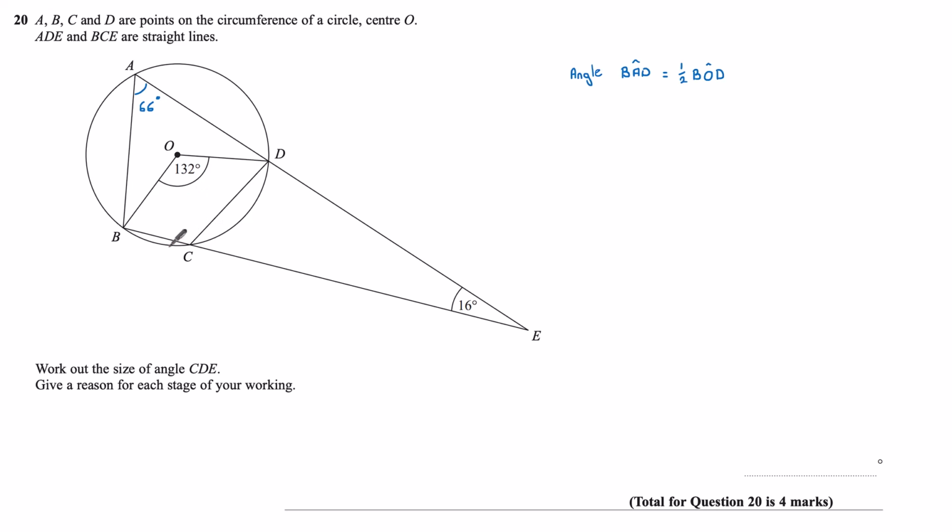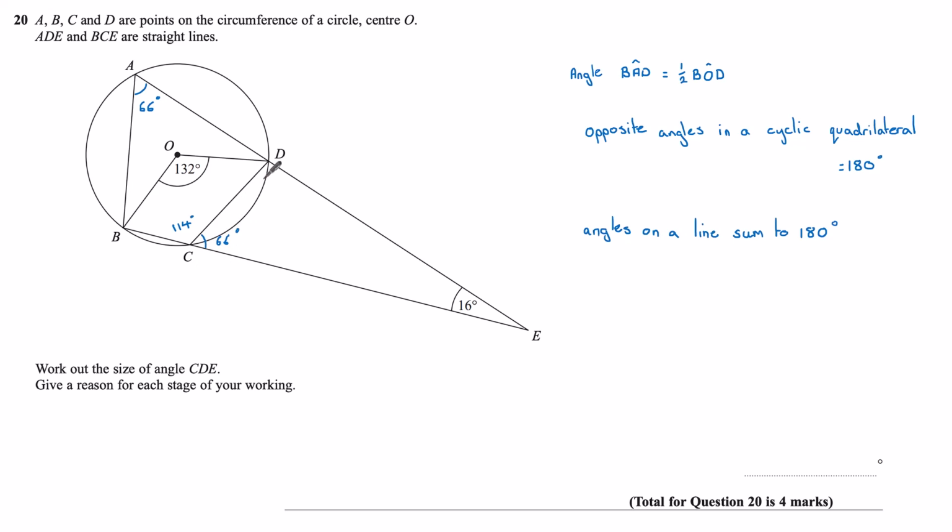Now, I can also find BCD because opposite angles in a cyclic quadrilateral add up to 180, and so C must be 114 because of that. Given this angle BCD is now 114, I can find the angle DCE because these two angles are on a straight line, and angles on a line sum to 180 degrees. So this must be 66 degrees.